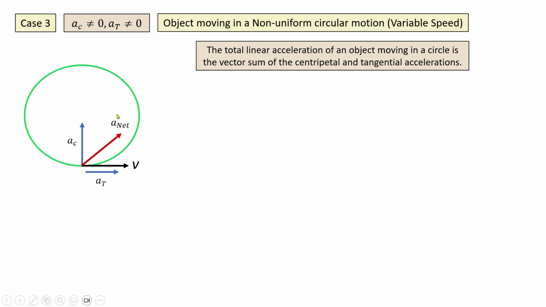And how do we find the magnitude? Since AC and AT are perpendicular to each other, we can use the Pythagoras theorem to get A net. So A net is equal to the square root of AC squared plus AT squared. So this is the total acceleration of an object which has both AC and AT.